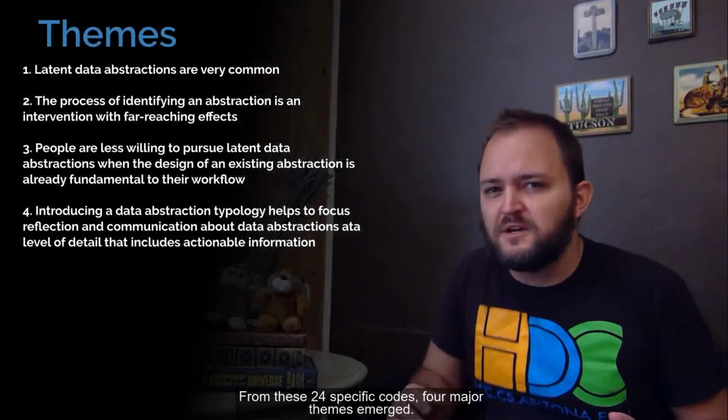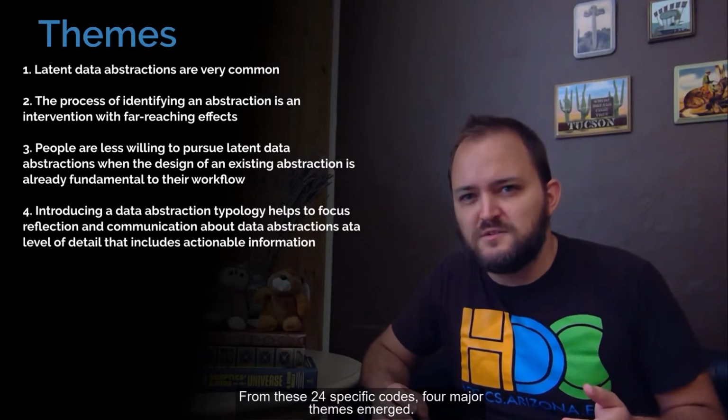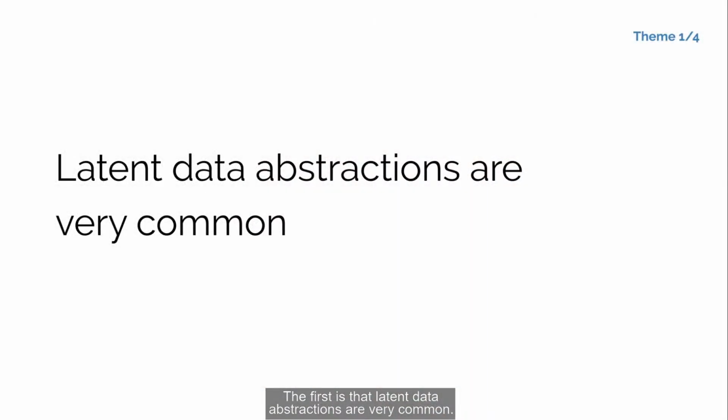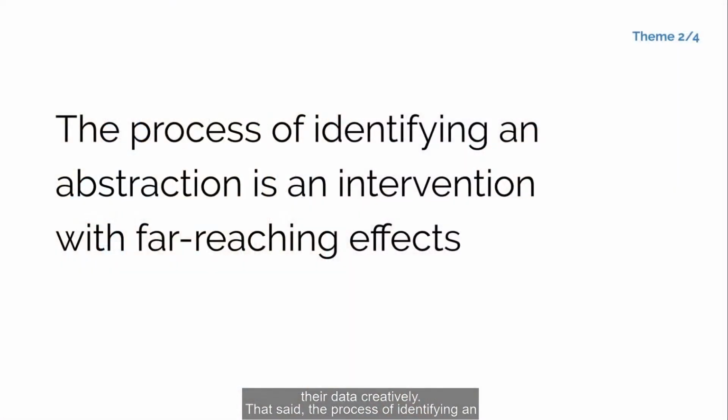From these 24 specific codes, 4 major themes emerged. The first is that latent data abstractions are very common. Even people that are trained to look for latent abstractions, such as people in the VIS community, often miss opportunities to think about their data creatively. That said, the process of identifying an abstraction is an intervention with far-reaching effects.